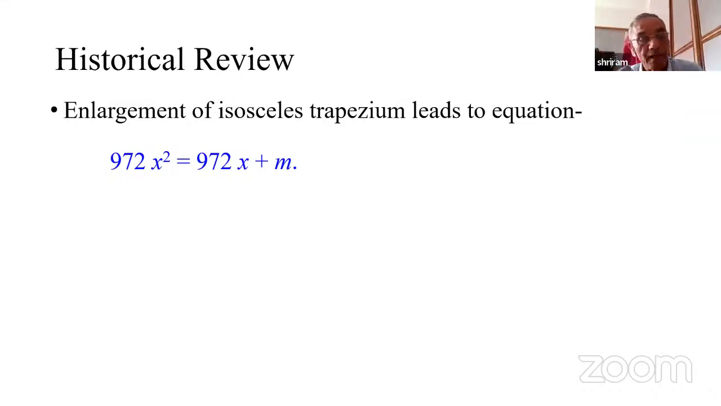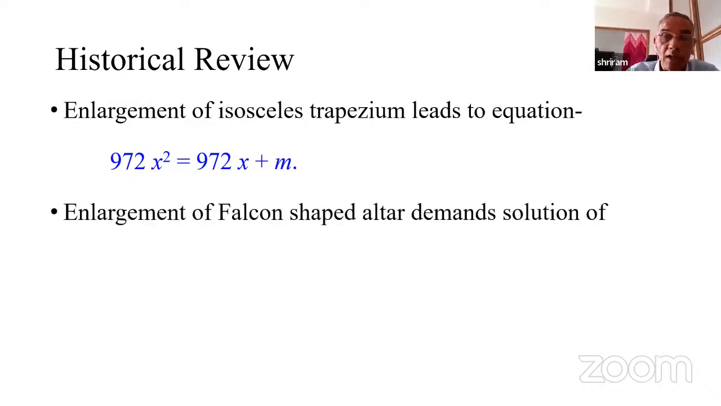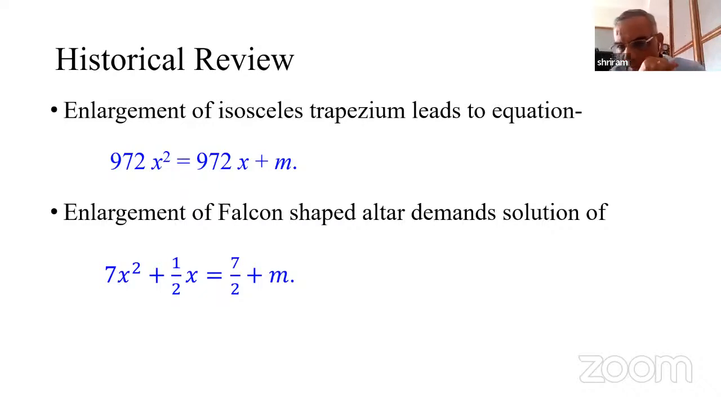But because it is a book on geometry, particularly related to Yagya constructions, they have not given any method of how they were solving. Similarly, they tried enlargement of a falcon shape altar, and this particular enlargement demands the solution of such type of equations: 7x square plus x by 2 equal to 7 by 2 plus m. Again, m is arbitrary, which can be determined according to the situation given.